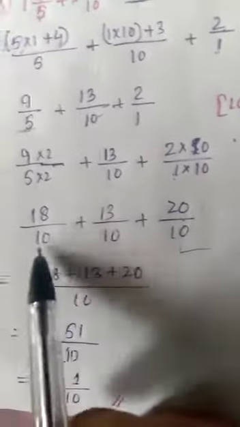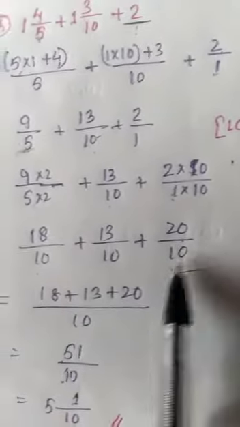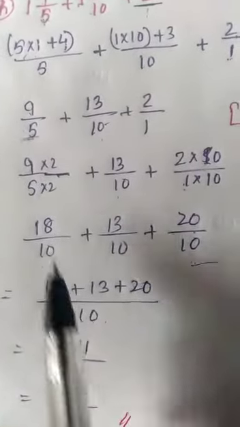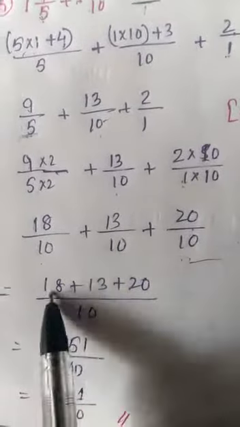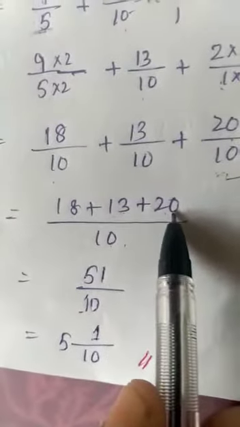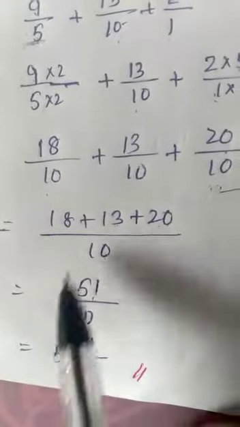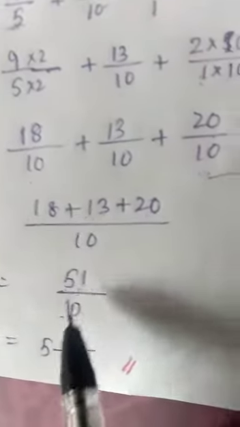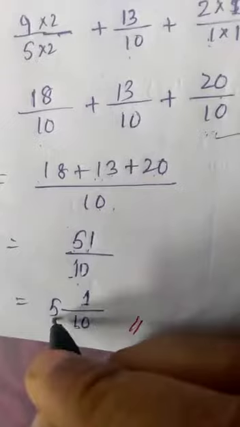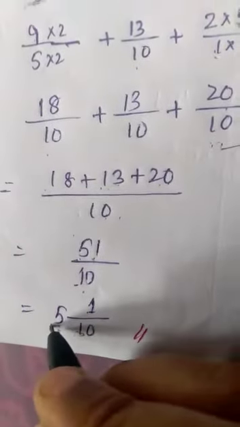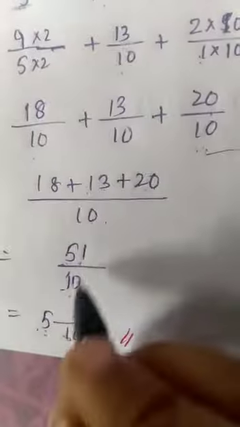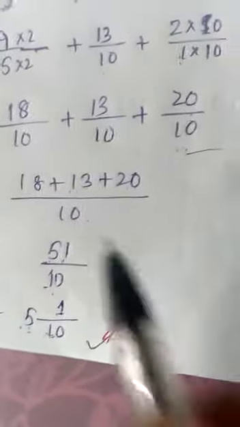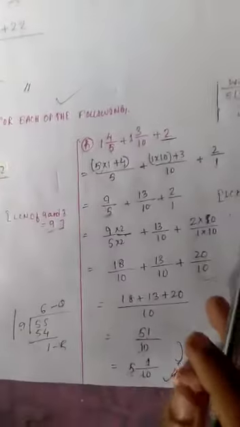Okay children, now all become like fractions, so we can take the common denominator, which is 10, and now we can take the summation of the numerators, so 18 plus 13 plus 20. As you can see, 8 plus 3 is 11, 11 plus 0 is 11, so 1 will be here and 1 will carry forward, so 2 plus 1 is 3, 3 plus 1 is 4, 4 plus 1 is 5, so 51 by 10. And see here, if you divide you will get like this: 5 times 10 is 50, 50 plus 1 is 51. So I hope this is clear, how we can solve the unlike fraction summation. Okay, thank you children.